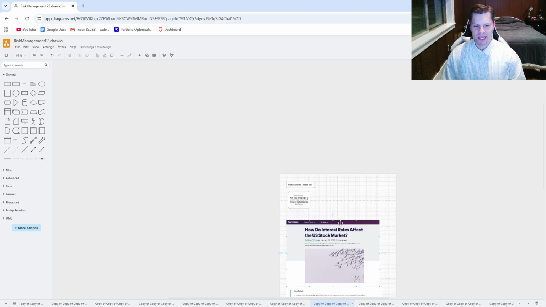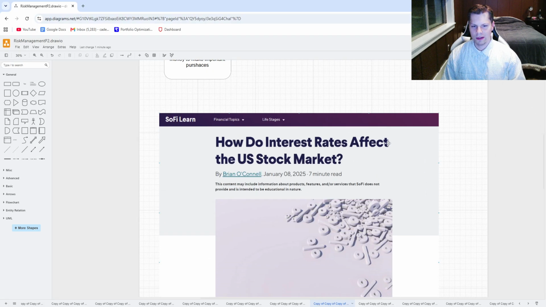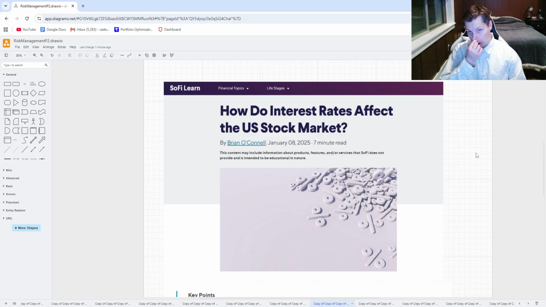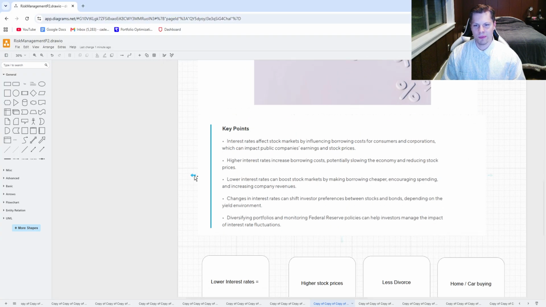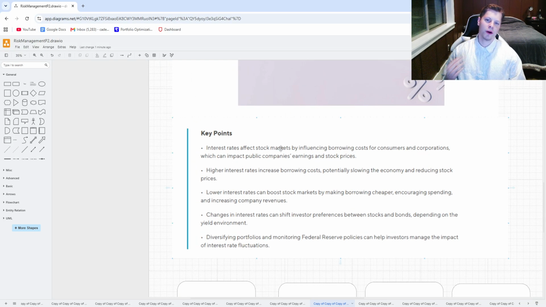Obviously not financial advice. And so just really briefly, there's a SoFi article. SoFi is a new bank, and in this article it has some key points, and it says that interest rates influence stock markets by influencing borrowing costs for consumers and corporations, which can impact public companies' earnings and stock prices. Higher interest rates increase borrowing costs, thus potentially slowing the economy and reducing stock prices. Next point. Lower interest rates can boost stock markets by making borrowing cheaper, encouraging spending, and increasing company revenues.